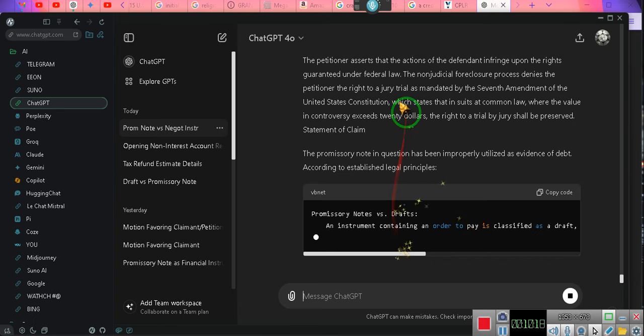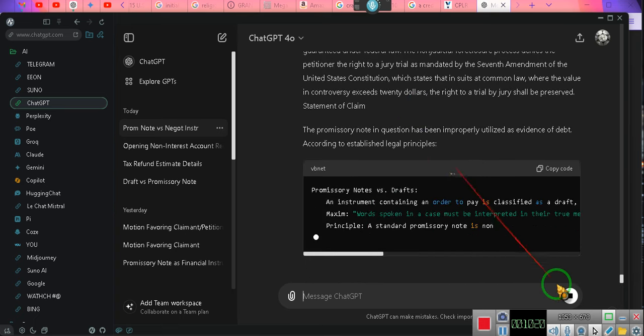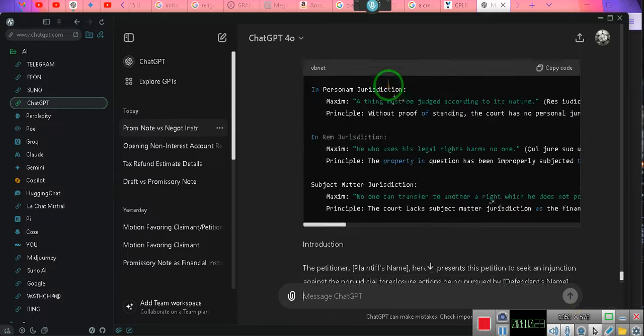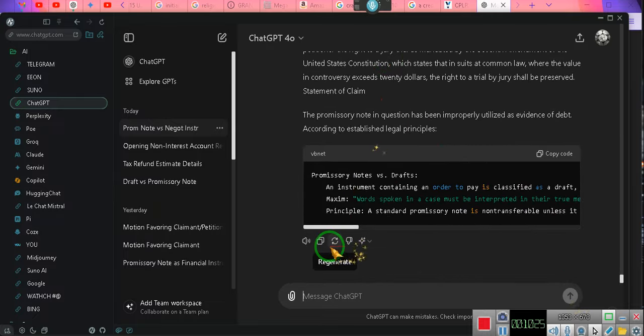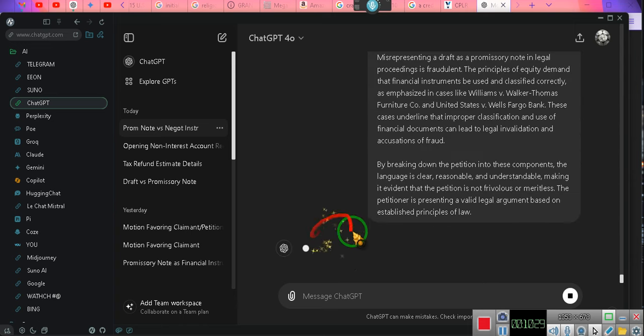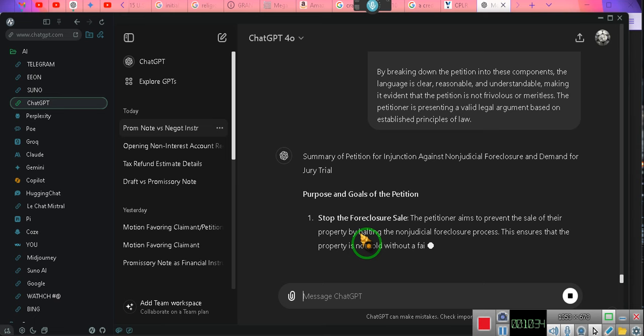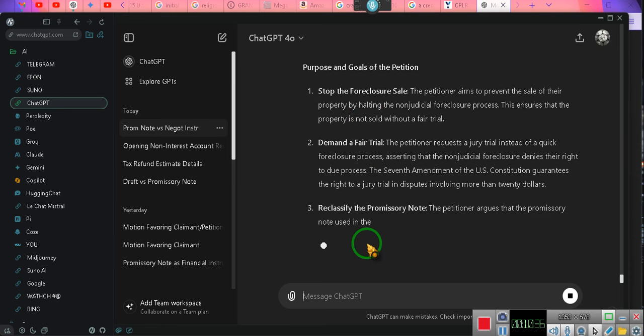Now, I don't like this right here. When he does that, I didn't tell him to do that. So we're gonna get rid of that. We want him to do what he's doing, but we don't want him to do the code, because I want to be able to copy and paste. I don't want to code and paste, mess up my motion. See what I'm saying?